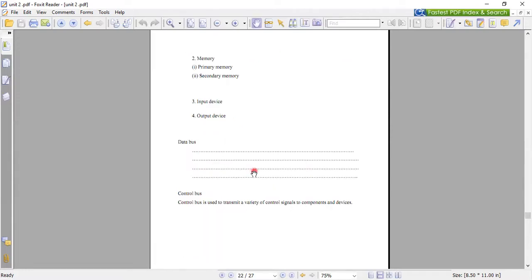Now usually a bus means you can travel from one place to another. So the same thing is happening with this bus. Data bus means it's traveling the data, taking data from one place to another. Control bus means control signals, all these stuffs are going. So these are the buses. Under data bus, write down.